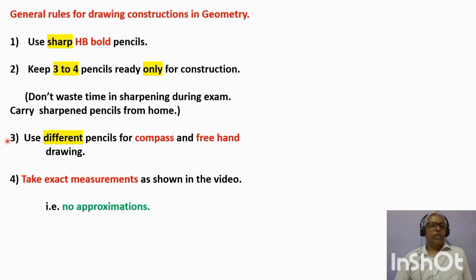Third one, use different pencils for compass and freehand drawing. So don't take out the compass pencil. Use another pencil for drawing a line and point. Fourth one, take exact measurements as shown in the video. There are no approximations. There are a few more rules. You go through them. These are very useful. Don't just memorize them, but try to use them.